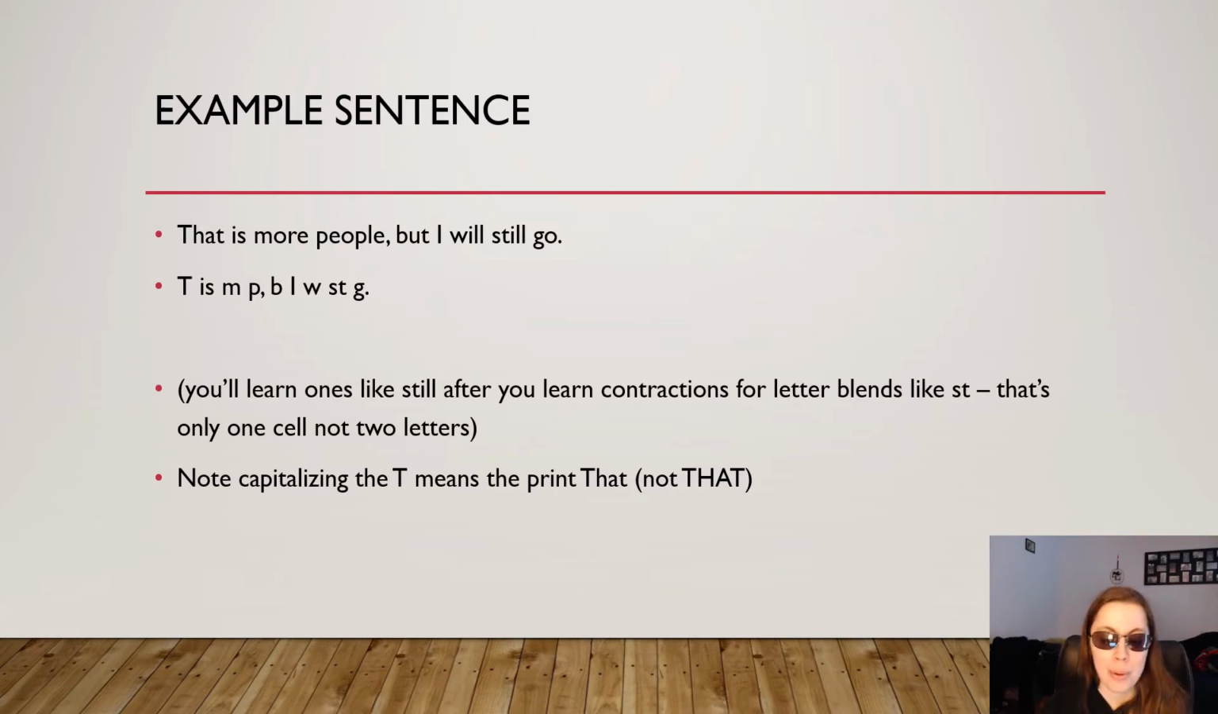I also want you to note in this case that capitalizing the letter T was equivalent to the print word that with just the first T capitalized. It didn't mean the whole word was capitalized. You'd have to use a word sign capitalization to make that happen. You could still use the contraction and you could do it if that's what it wanted, but there's no confusion in Braille. The number of capital indicators tells you how many letters are capitalized.